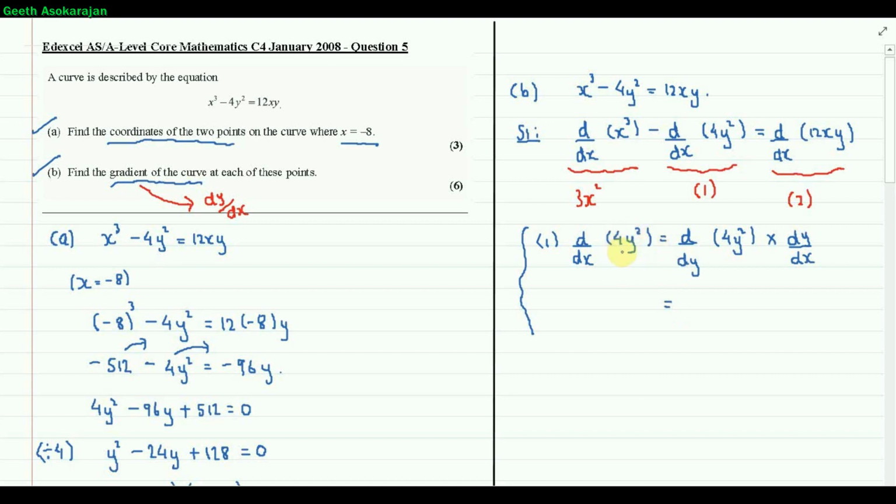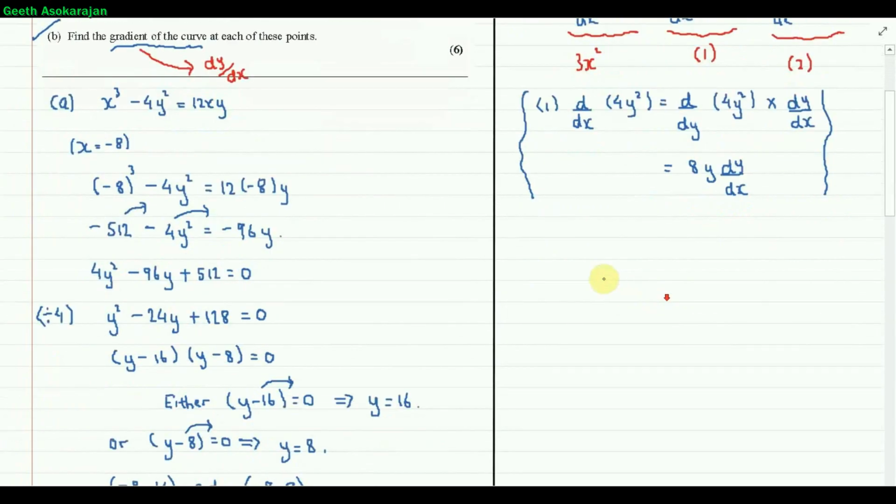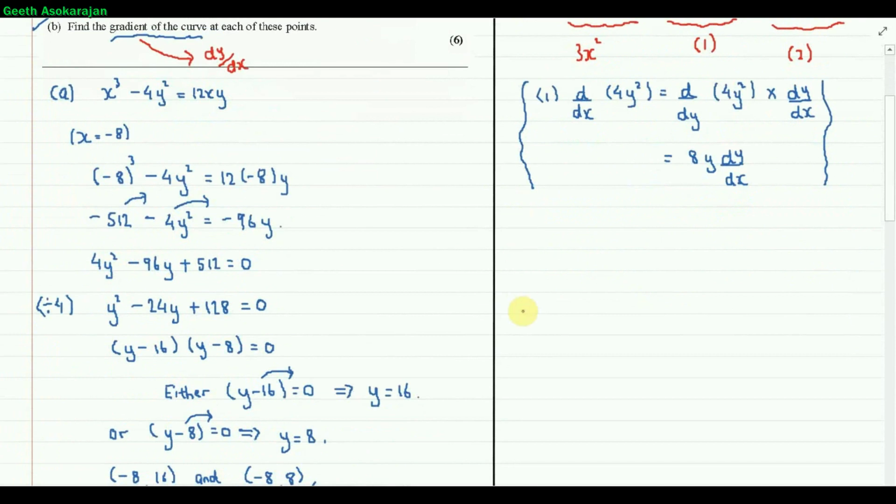So 4y squared is a y term only, it's in terms of y only. When I differentiate 4y squared with respect to y, we're going to get 8y, multiplied by dy over dx, so I'll leave it as 8y dy over dx. So that is the completion of number 1. But let's talk about number 2. So another side calculation for number 2.